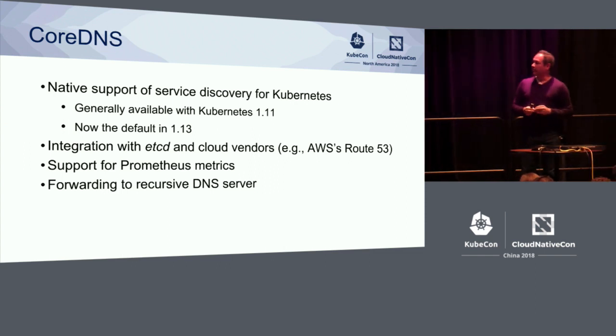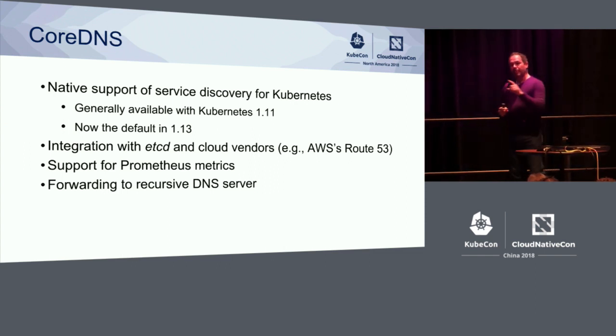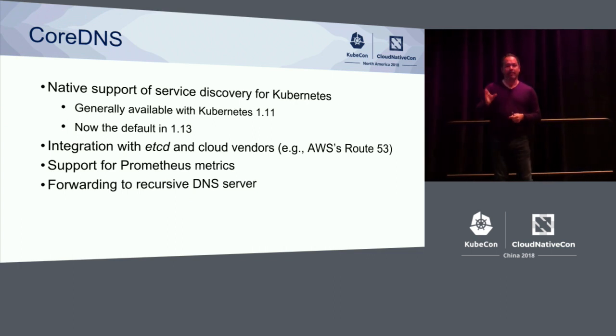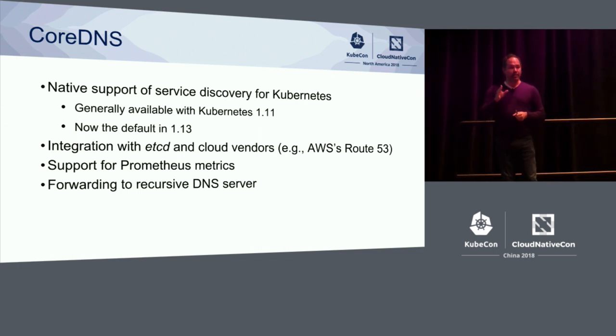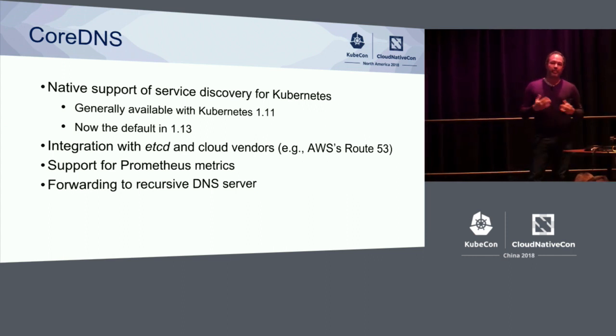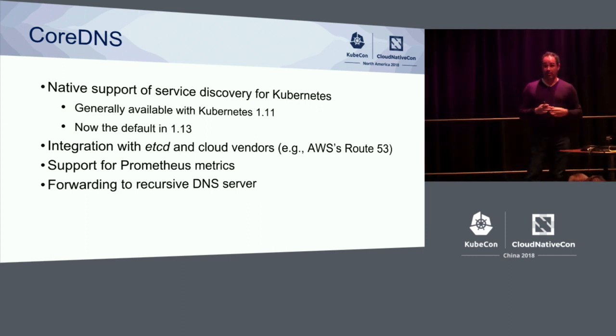It also is capable of forwarding to a recursive DNS server, and this is important because it doesn't actually have the capability to act as a full-service DNS recursor itself. So it has to rely on another name server to do that. Or you can use some optional plugins, some out-of-tree plugins. We have one called Unbound, for example.